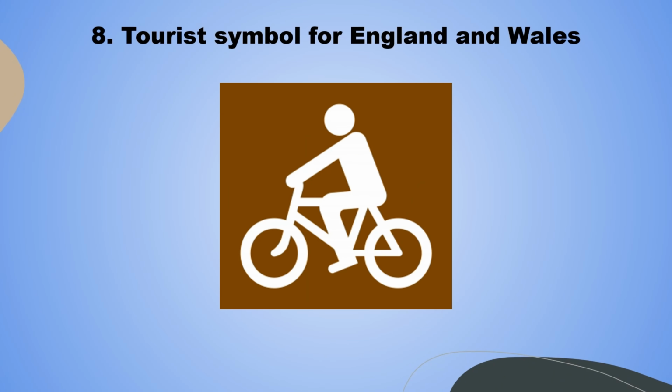And our next sign is a tourist symbol for England and Wales. And again, as with the tourist symbol or tourist attraction, we do have the brown color. And here on this particular sign, you can see a man on a bicycle. This particular sign means that it's a cycle hire. So you go here and you can hire a cycle such as a bicycle.